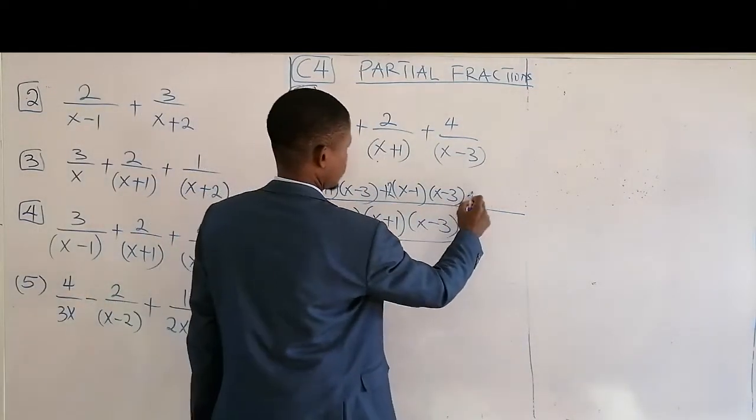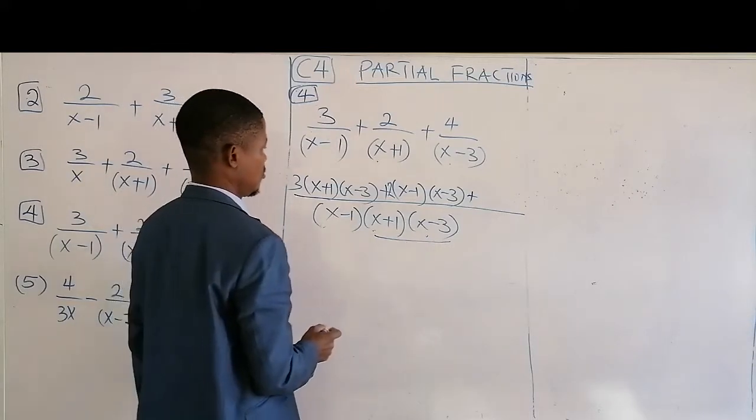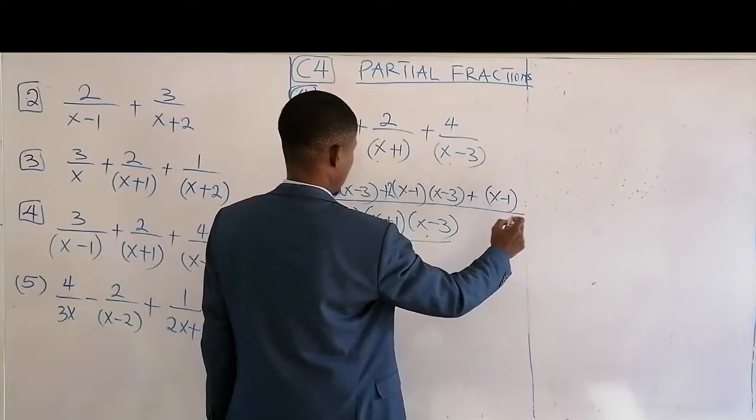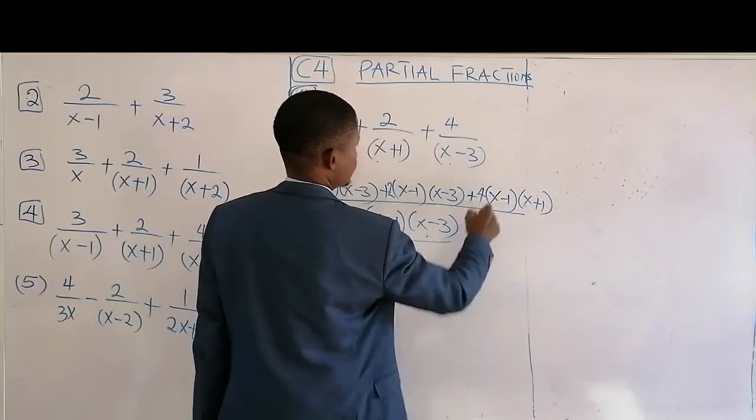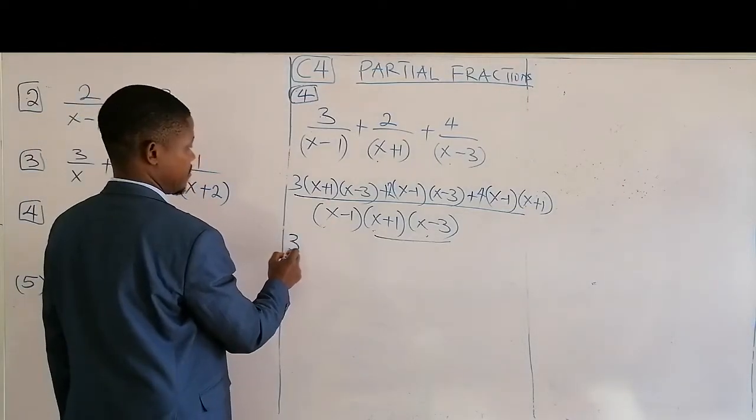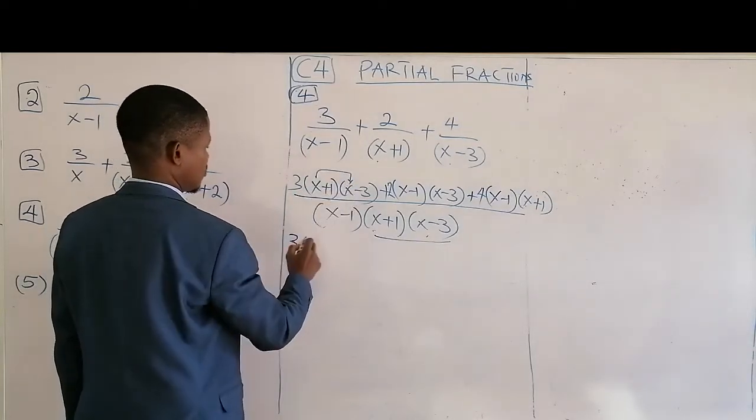Then plus x minus 3 is here, x minus 3 is here, so it's cancelled out. So we now have x minus 1 and then x plus 1 times the numerator. So what we now do is to do the algebra, do the expansion. This one times this one, that's what?